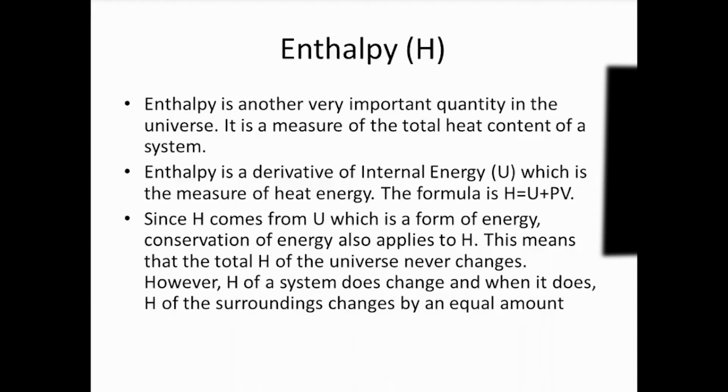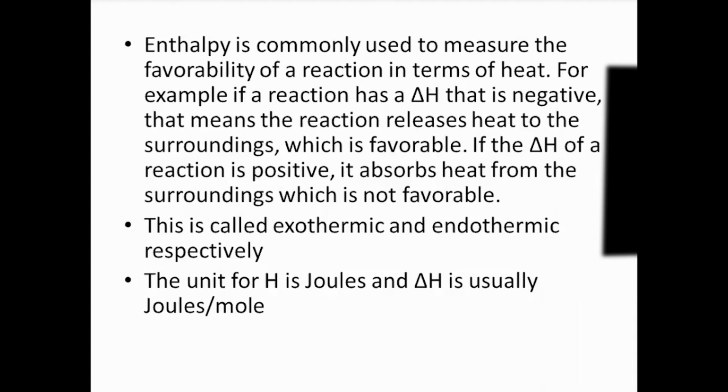And this is to maintain that conservation of energy. If it didn't change by an equal but opposite amount, you would either create or destroy energy, which is not allowed. Enthalpy is commonly used to measure the favorability of a reaction in terms of heat. For example, if a reaction has a delta H that is negative, that means the reaction releases heat to the surroundings, which is favorable. If the delta H of a reaction is positive, it absorbs heat from the surroundings, which is not favorable. These are called exothermic and endothermic respectively.